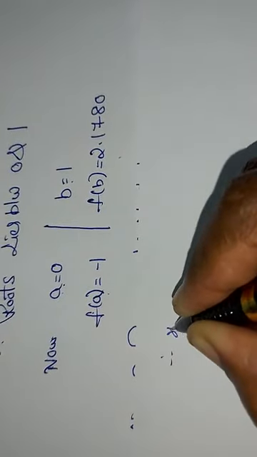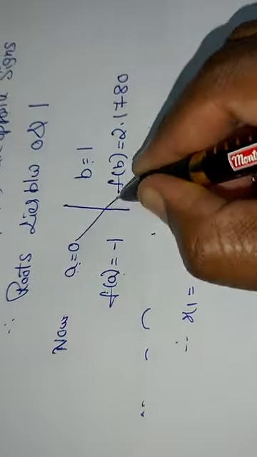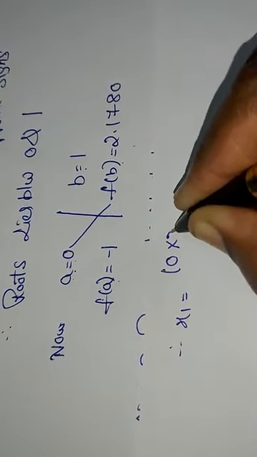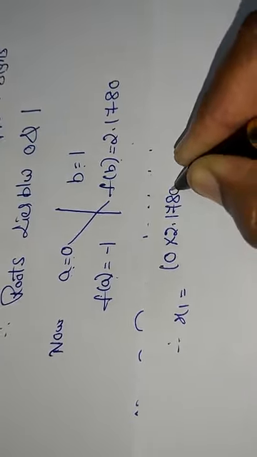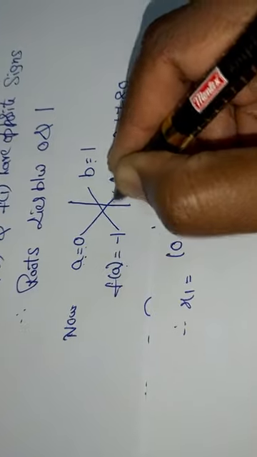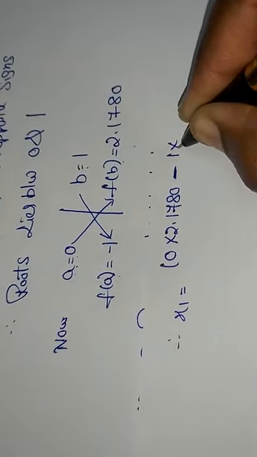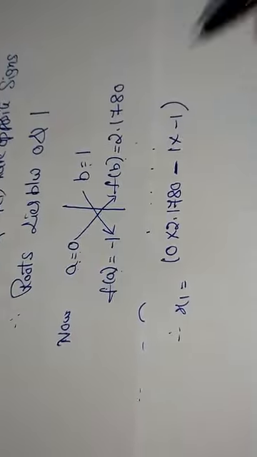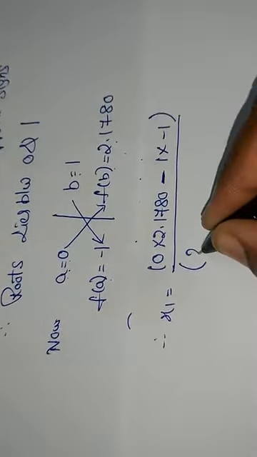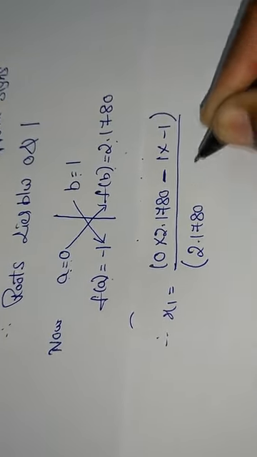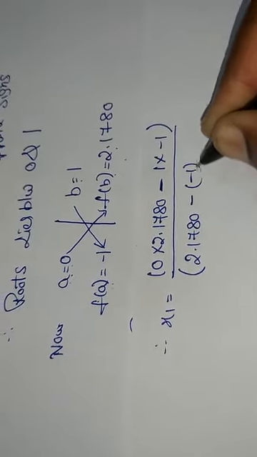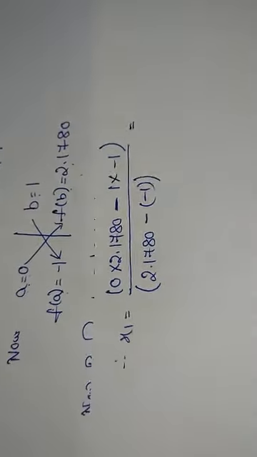Therefore, x1 is equal to a into f of b minus b into f of a, that is 0 into 2.1780 minus 1 into minus 1, by f of b minus f of a, that is 2.1780 minus minus 1. Now calculate this value.